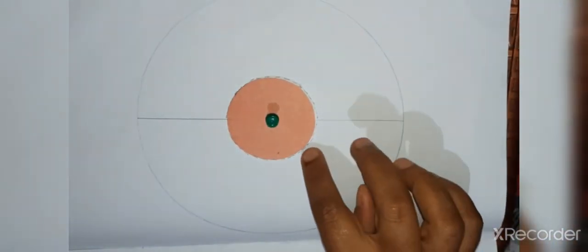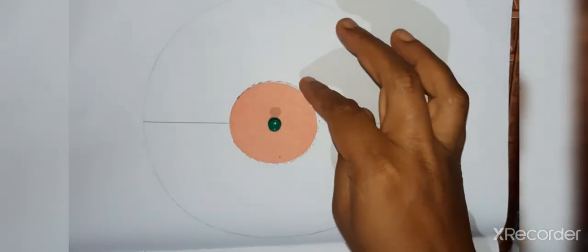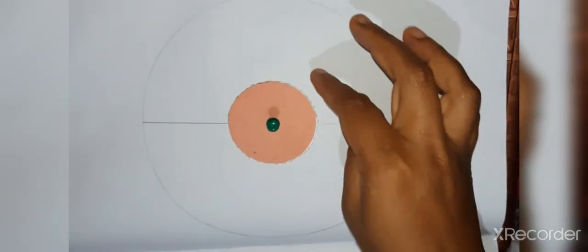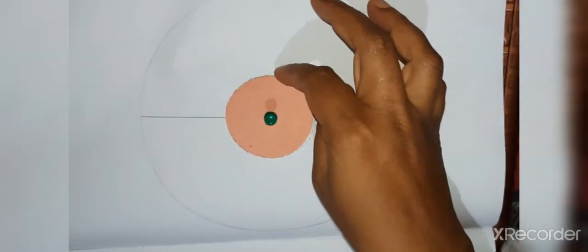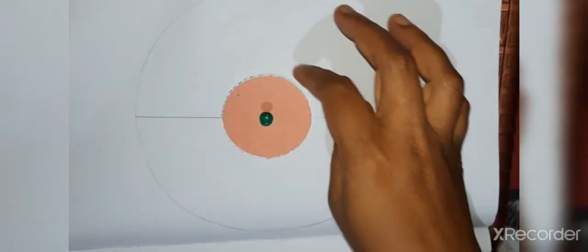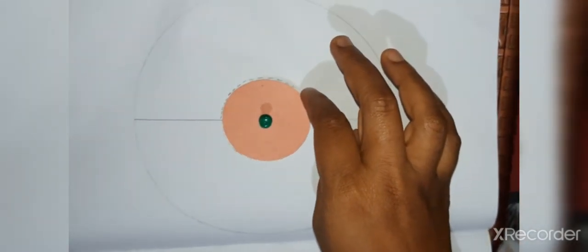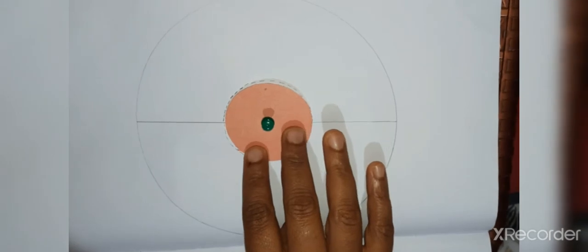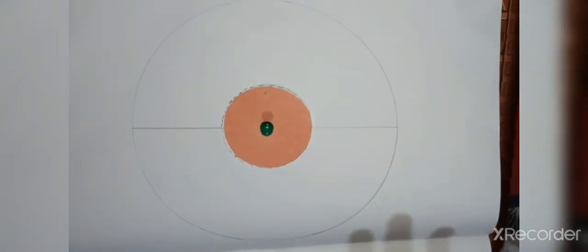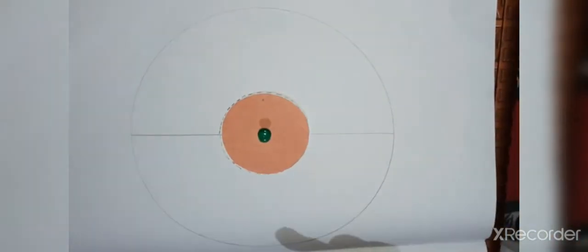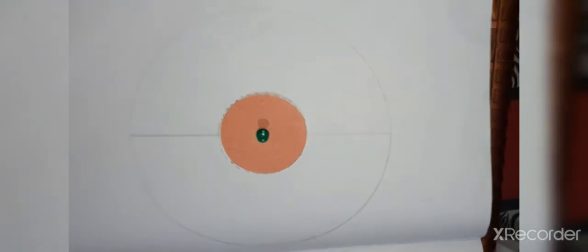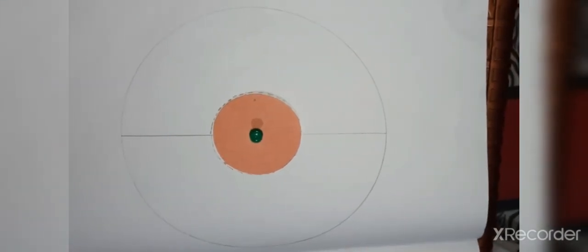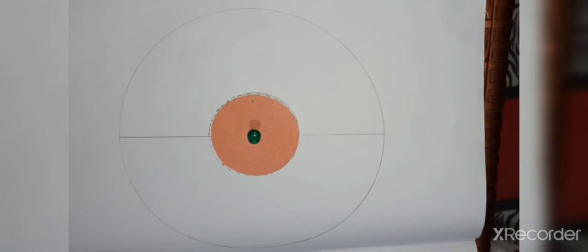See, even after half a turn it is looking the same, and at every angle it is looking the same. Now we have brought it back to the original position. That means a circle has infinite number of rotations. That means we cannot count. Every time we rotate it, it will look the same.